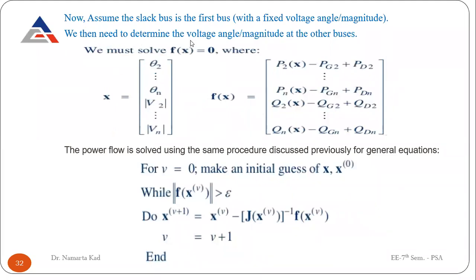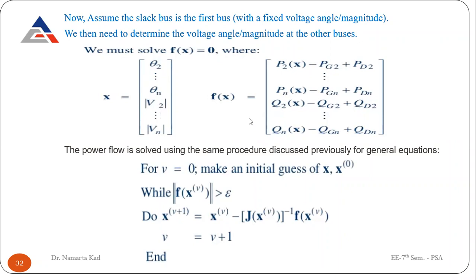Now assume the slack bus is the first bus, okay, with a fixed voltage angle and magnitude. We then need to determine the voltage angle and magnitude at the other buses. So we must solve a function f(x) equal to 0 where x is related to all the angles theta 2 up to theta n. Why is theta 1 not here? Because the angle theta 1 and voltage are fixed. Okay, and similarly the voltages are from V2 to Vn.